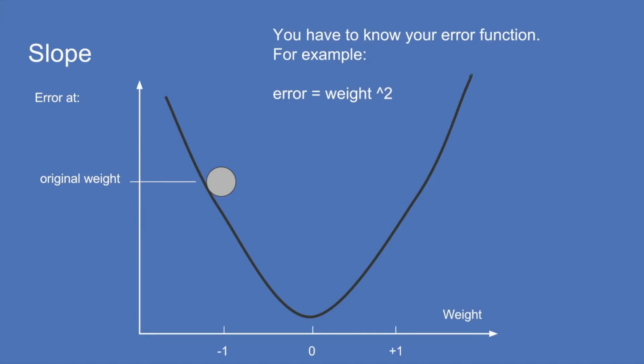Now to do this, you have to know what your error function is. So assume we had an error function that was the square of the weight, and you can see that our weight is right at -1. The first thing we do is we take the derivative, change in error divided by change in weight, dE/dw. The derivative of weight squared is 2 times the weight. And so we plug in our weight of -1, and we get a slope, dE/dw, of -2.